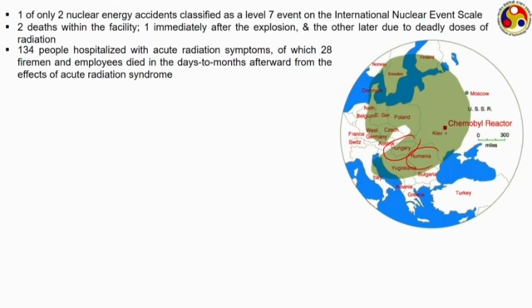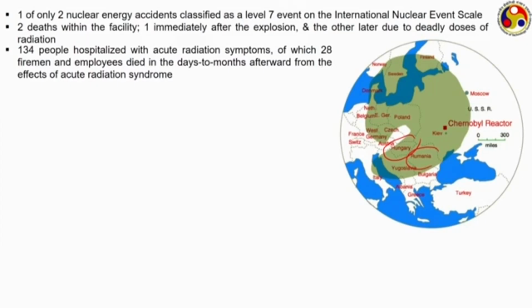134 people were hospitalized with acute radiation symptoms, of which 28, including firemen and employees, died within days to months afterwards from the effects of acute radiation syndrome. One big mistake was made by the authorities and even by the government. They failed to realize the difficulty level of the situation, and therefore decided to virtually ignore it. This sent firemen and several other construction workers, rescue workers I should say, to the site to rescue the common person and the plant itself.